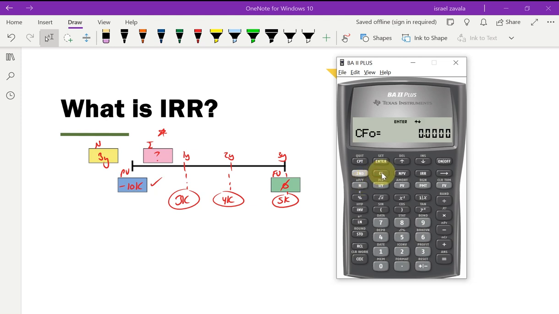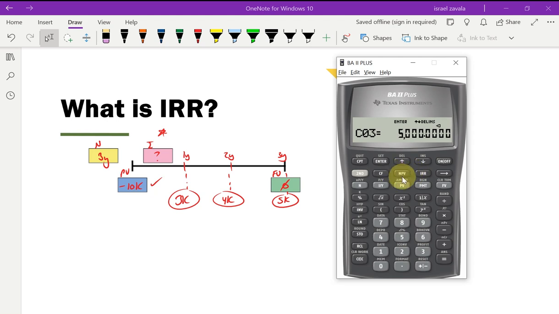So let's put in our cash flows here. So we have 10,000. That's a negative because it's our investment. And then cash flow 1 is 3,000, positive. We're going to skip the frequency, leave it as 1. Cash flow 2 is 4,000. And then cash flow 3 is 5,000. Okay, so let's just cycle through and make sure we get everything right. 10,000, 3,000, 4,000, 5,000. Great.